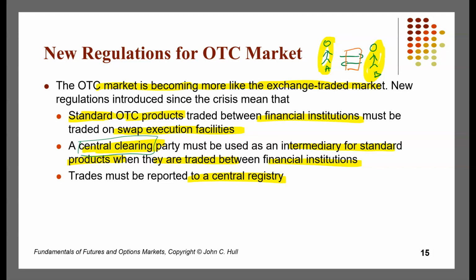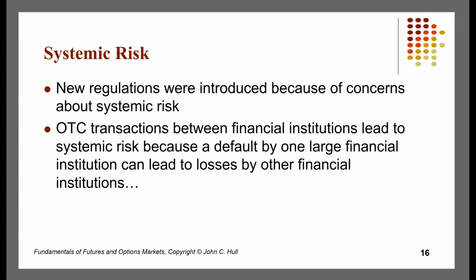Now, one of the types of risk that these direct transactions led to is what's referred to as systemic risk. The idea with systemic risk is that because of the volume of transactions between financial institutions, a default by one financial institution can lead to losses by other financial institutions. And if we had a picture of it, it would look something like this.